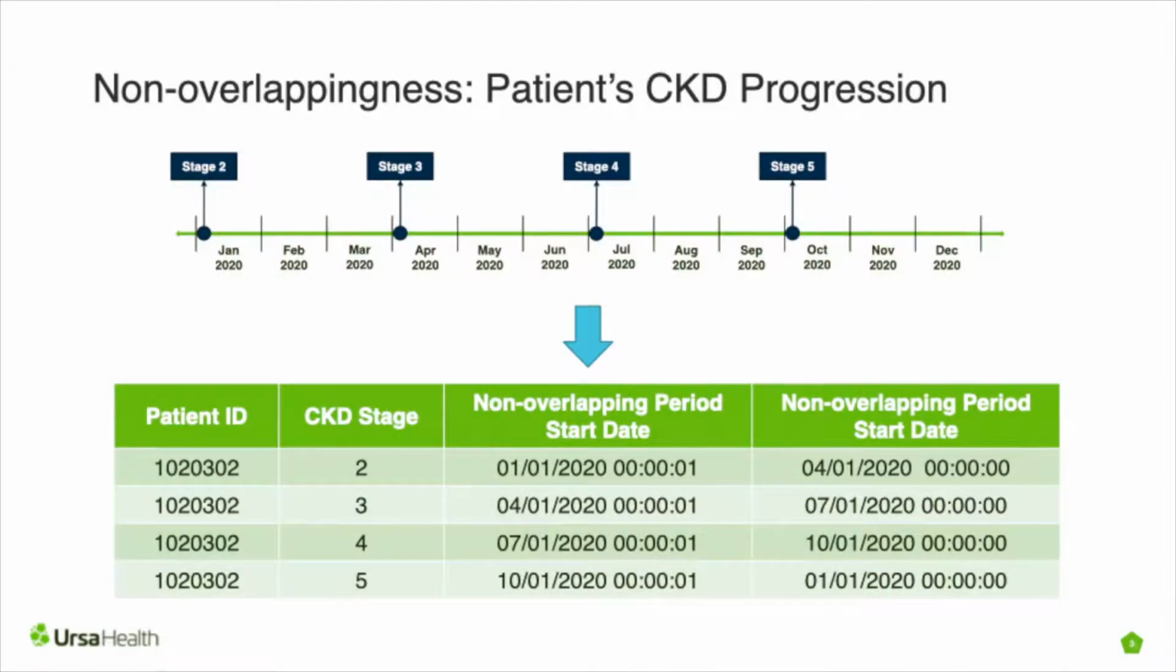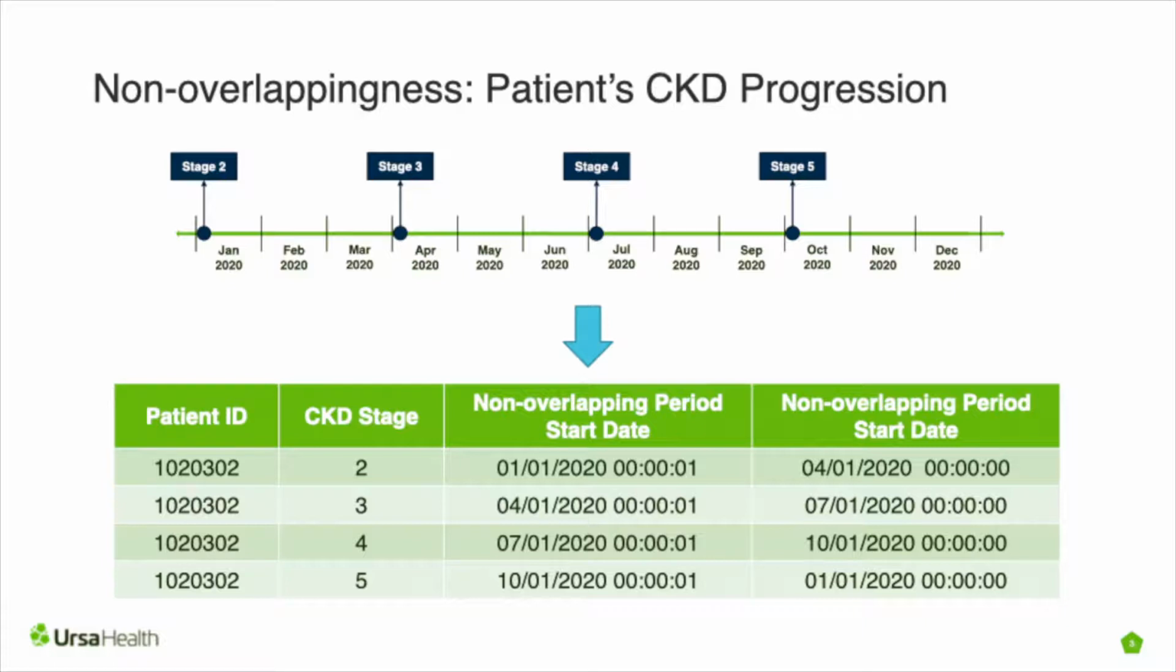The second property of timeline objects is that the time periods captured by each record are non-overlapping. Using the example above, the timeline object enforces the reality that a patient cannot be CKD stage 2 and stage 3 simultaneously. The object does this by ensuring that each record associated with a patient does not overlap with another record associated with the same patient.